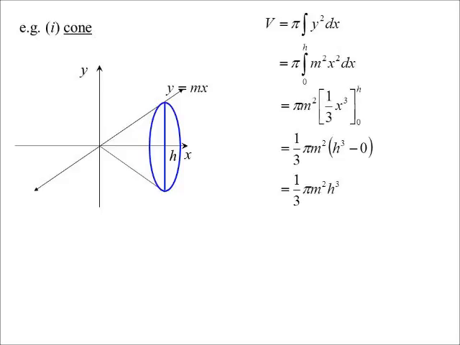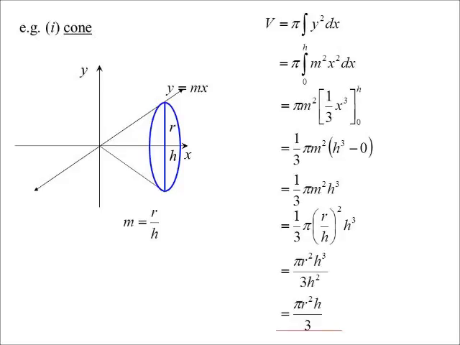And you're probably looking at it going, that's not what I remember it to be. A third pi m squared h cubed. Well, that's because we don't normally talk about the slope of the cone when we do the volume. So how can I fix that up? Well, remember, the slope here, I could say, is rise over run. The rise would be the radius, over the run would be the height. So I could substitute in for m, r over h. And when I do, now it becomes our familiar formula. There it is, a third pi r squared h.